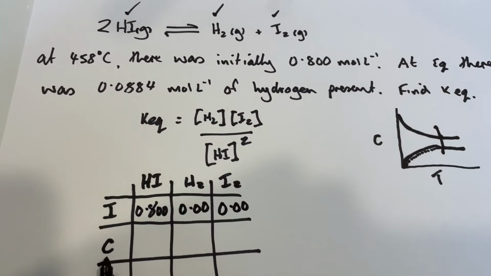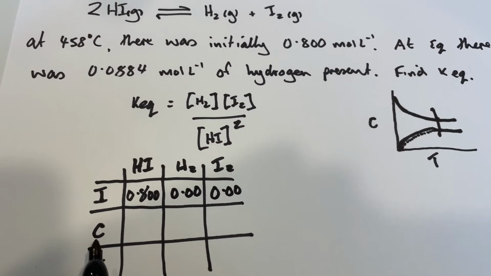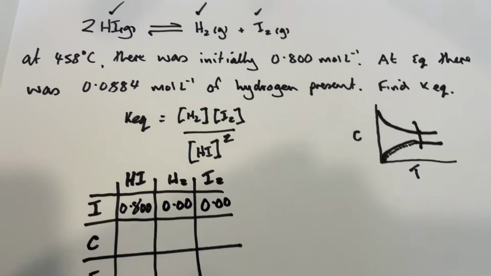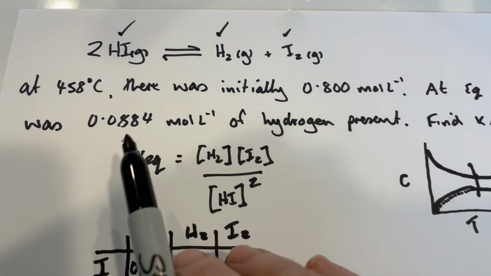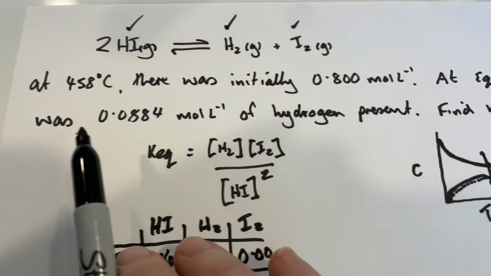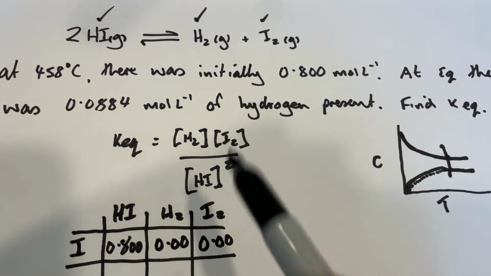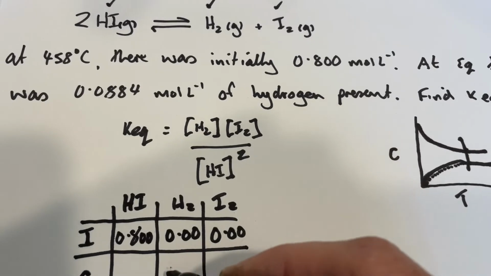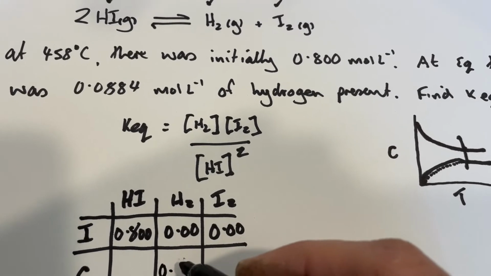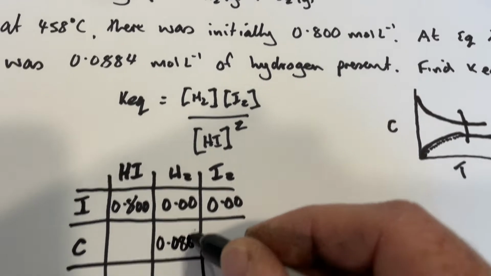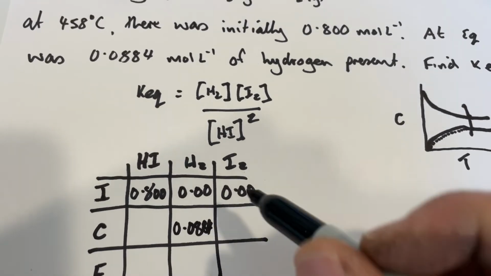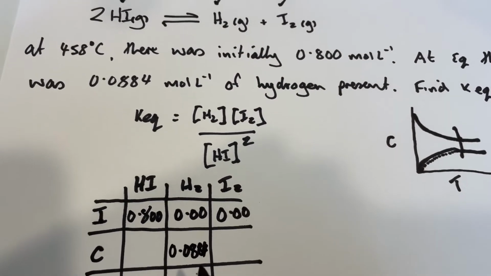Now, how has it changed? C is for change in concentration. Well, let's have a look at the data in the question. At equilibrium, there was now this concentration of hydrogen. So hydrogen has gone up from 0, and it's changed by 0.0884. Now you've got to use your year 11 chemistry.